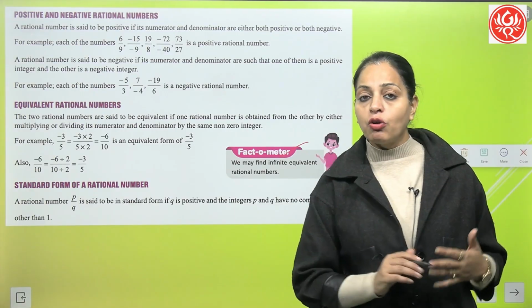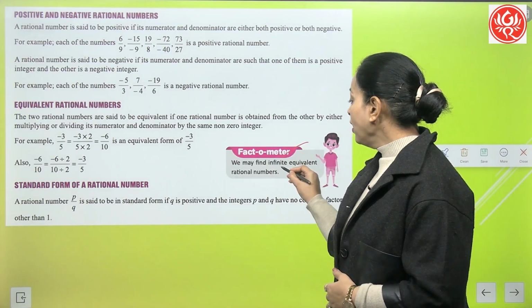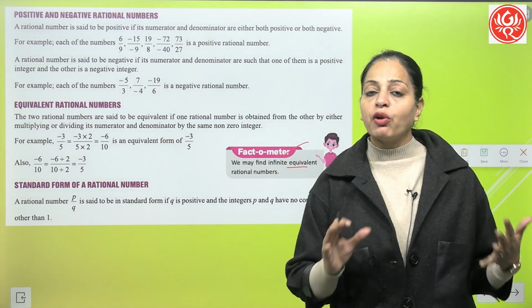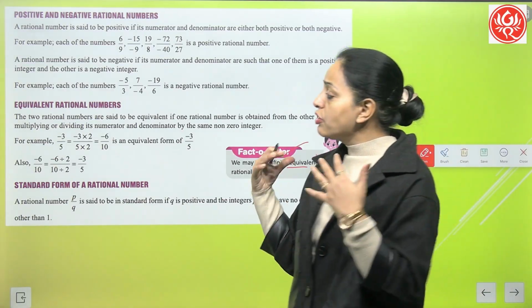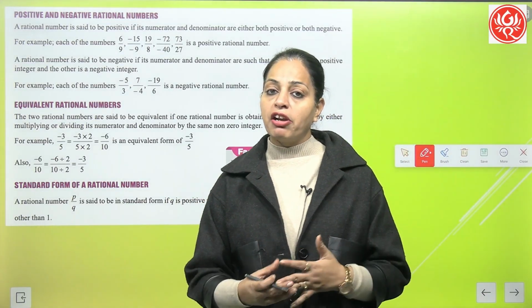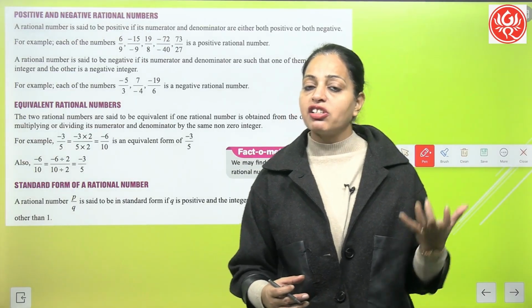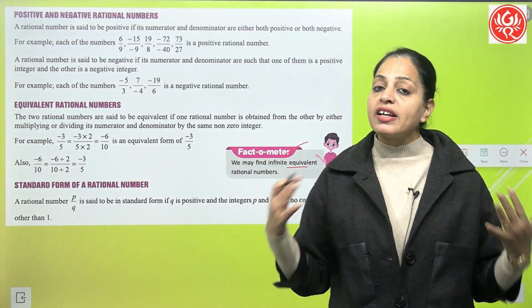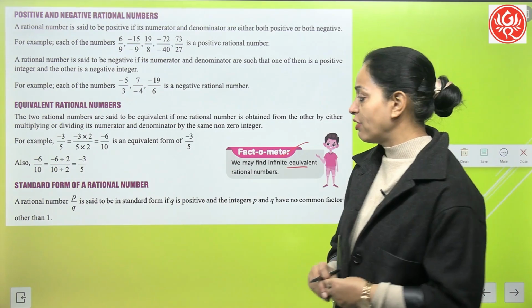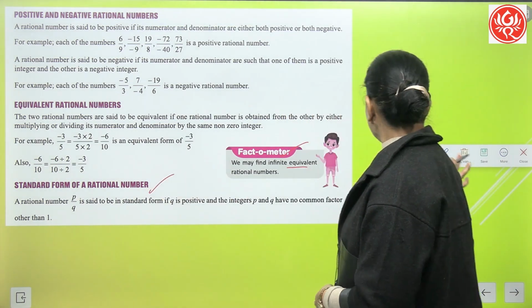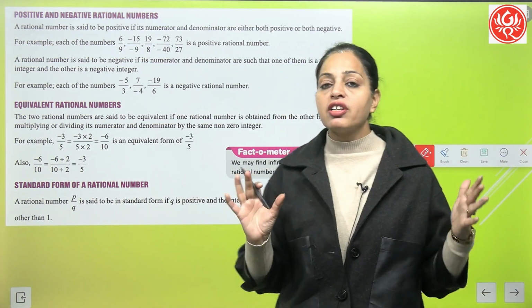So now, in fact, we can find infinite equivalent rational numbers. हम जितने मर्जी equivalent rational numbers कोई भी given rational number के find out कर सकते हैं. Infinite, right? Now the next is standard form of a rational number.